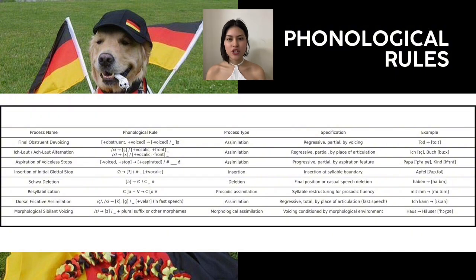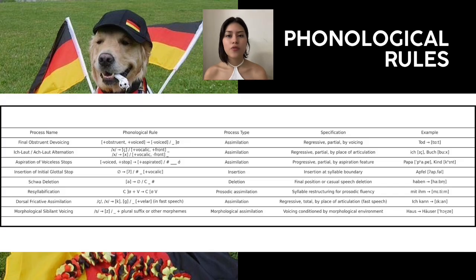The schwa deletion. Its rule is that the unstressed schwa is dropped in the final position or in casual, rapid speech. Its type is deletion, and its purpose is to speed up casual speech and lighten final syllables. The resyllabification. The rule says a coda consonant resyllabifies as the onset of the following syllable when the next segment is a vowel. Its type is prosodic assimilation, and its purpose is that it creates a smoother speech rhythm and prevents complex codas in a continuous speech.